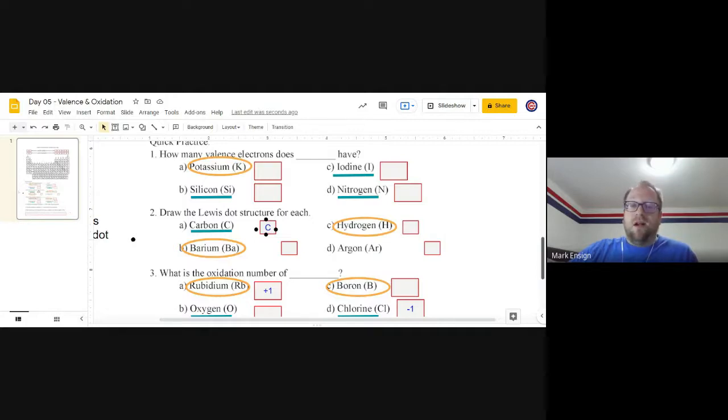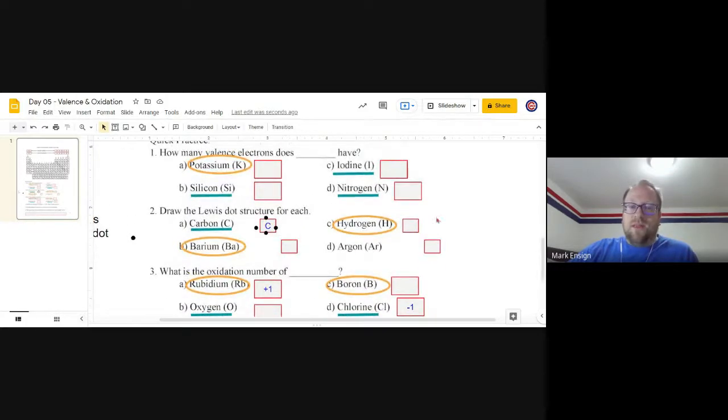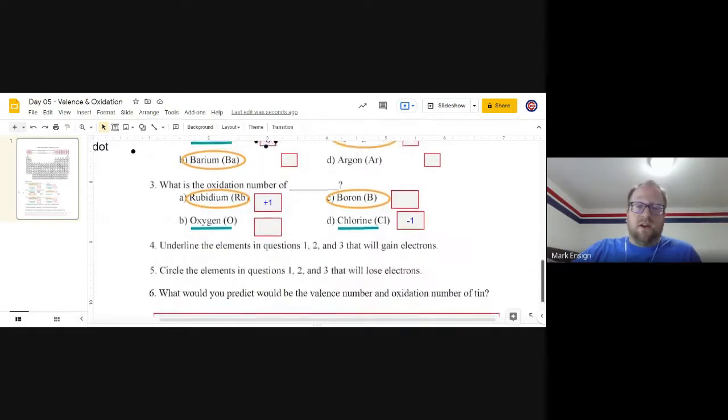There are 2 that you should circle and underline. I am not going to tell you what those are. I'm going to let you figure out what those are.